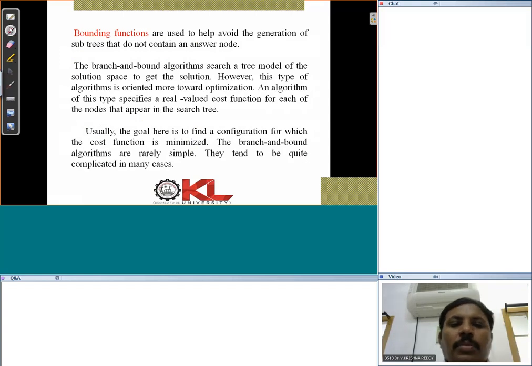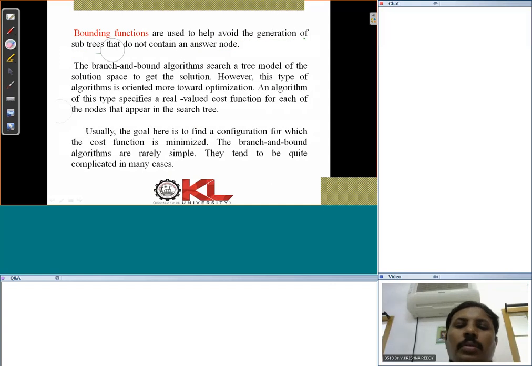We already discussed the same condition. What is the meaning of bounding function? A bounding function is used before making any live node an E-node. It is cross-checked with some function or condition: is it possible to reach the answer node or not? If it is possible to reach the answer node, then we can expand that node based on the logic of LIFO, FIFO or LCBB. If it is not possible to reach it based on the bounding condition, we can kill that node, which means you have to stop the expansion of that particular node. That is called bounding function representation.